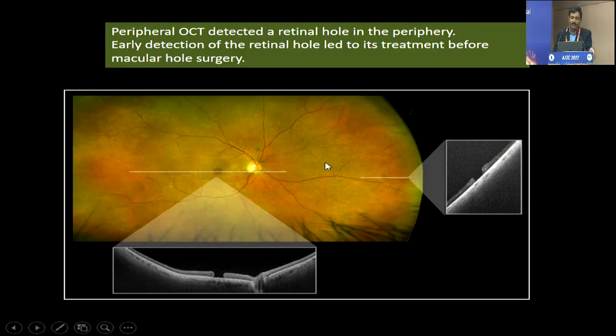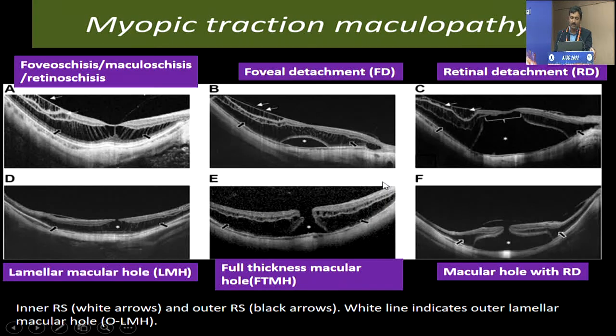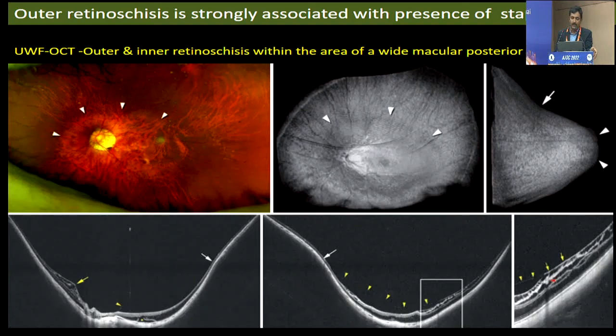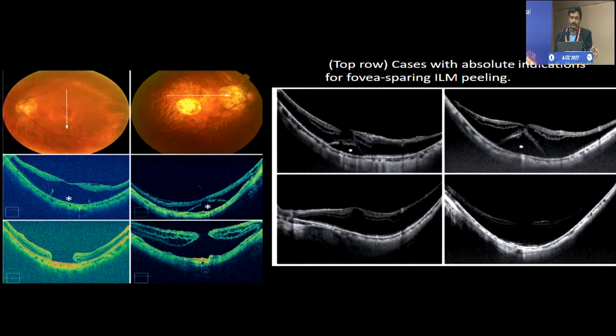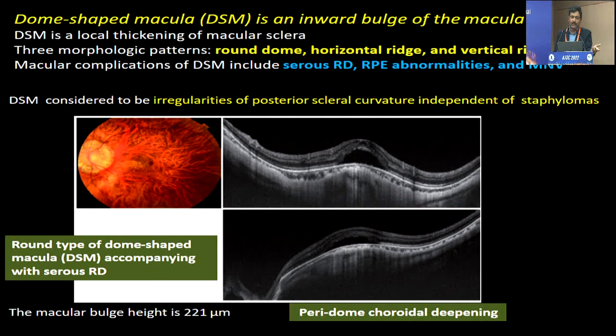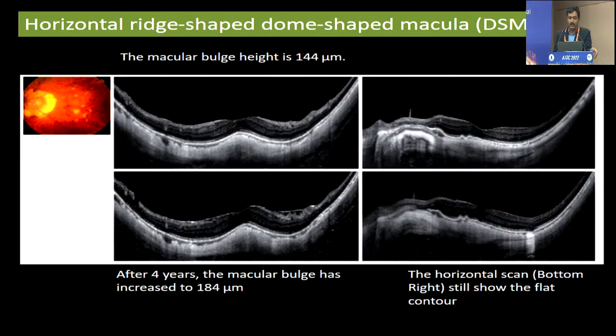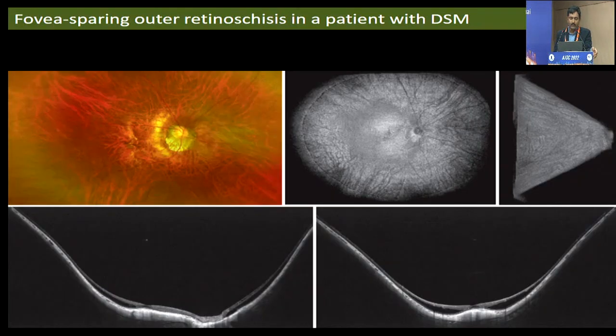Another important thing is the ultraviolet field in this patient with a macular hole, which helps us to pick up a peripheral atrophic hole. Sometimes we could have missed this. Myopic traction maculopathy will be discussed further. Another thing is dome-shaped maculopathy, which Dr. Darius will be talking about, so I will move on with these slides.